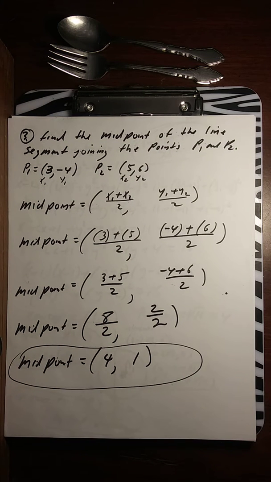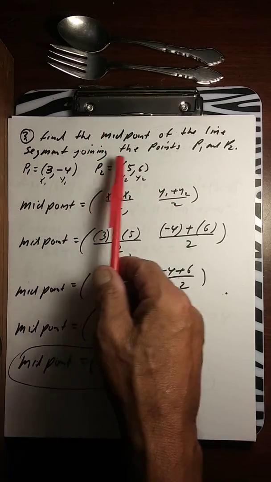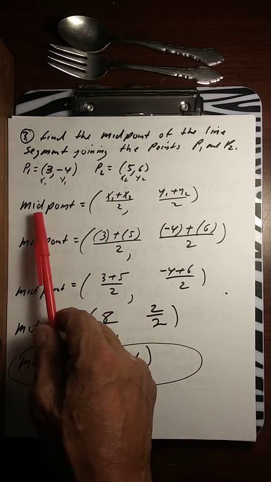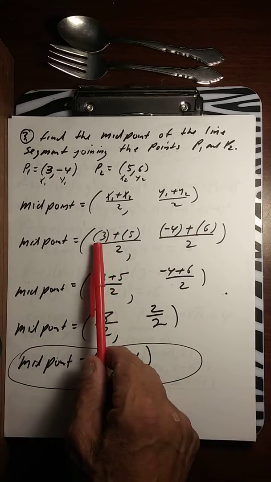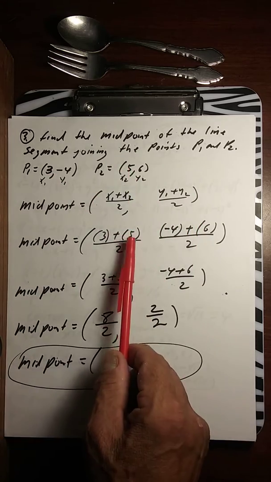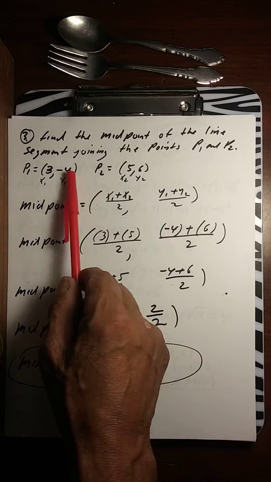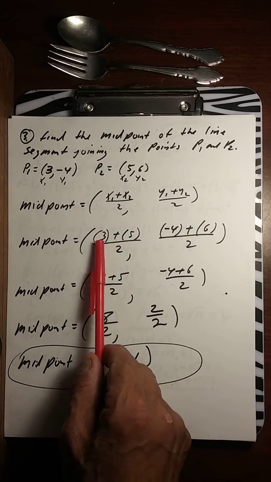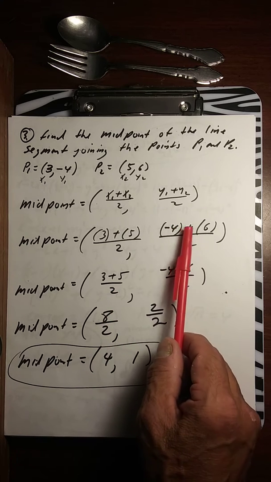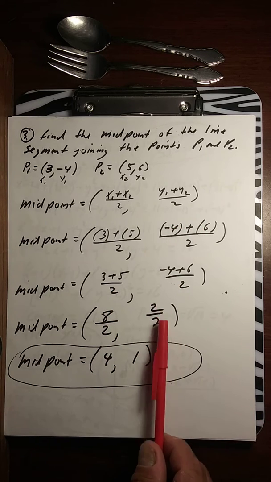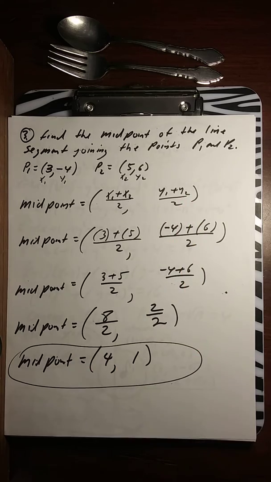Find the midpoint. Well, find the midpoint of the line segment joining the 2 points there. So midpoint is this formula right here. So x1, put it in there. x2, put it in there. y1 and y2, put them in there. So 3 plus 5 is 8. 8 over 2 is 4. Negative 4 plus 6 is going to be 2. 2 over 2 is a 1. So 4, 1 is the midpoint.